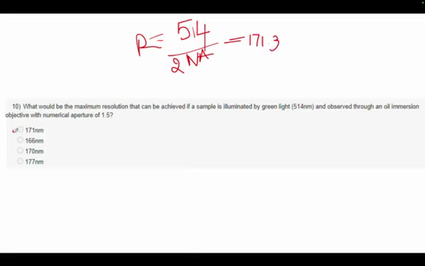What would be the maximum resolution that can be achieved if a sample is illuminated by green light and observed through an oil immersion objective with numerical aperture of 1.5? So the maximum resolution would be 514 divided by 2NA, which would be 514 divided by 3, which is 171.3. So we will go with 171 nanometers.